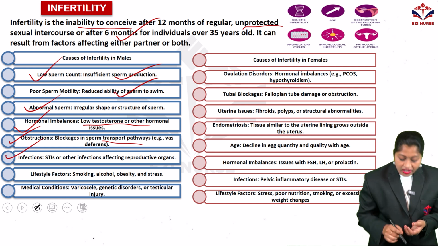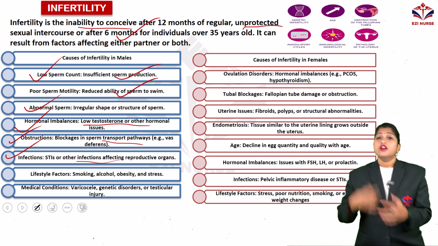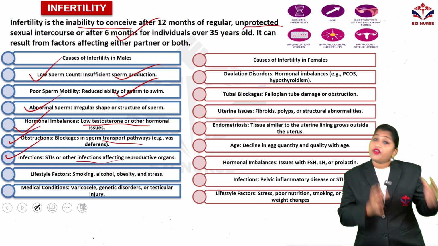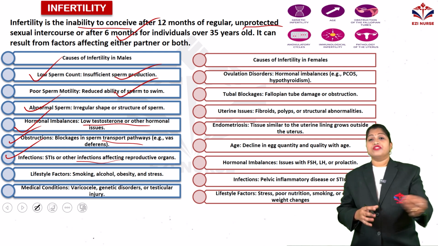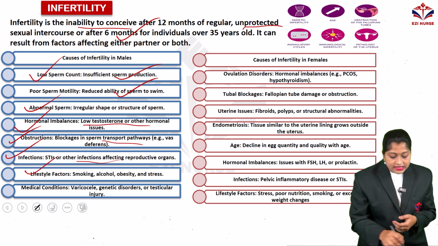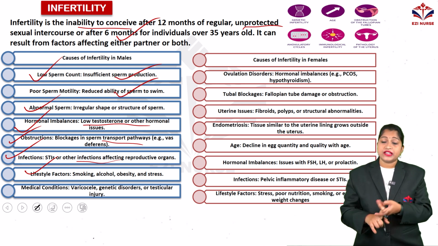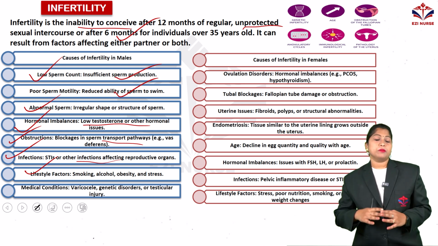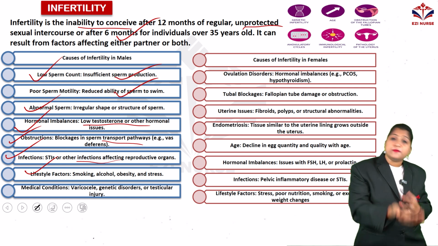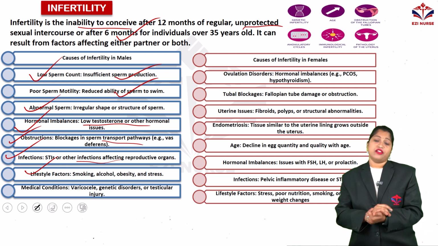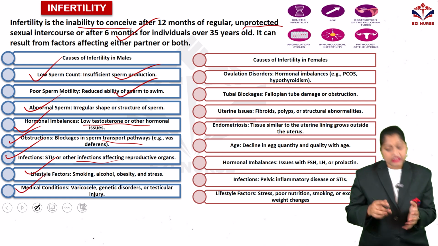And the next is infections, that is sexually transmitted infections or other infections which affect the reproductive organs in males. That can be one of the main causes of infertility in males. The next one is lifestyle factors like smoking, alcohol, obesity, stress. This can also lower the sperm count, and any kind of abnormal sperm can be produced due to these lifestyle factors, which causes infertility. And the final cause is medical conditions.